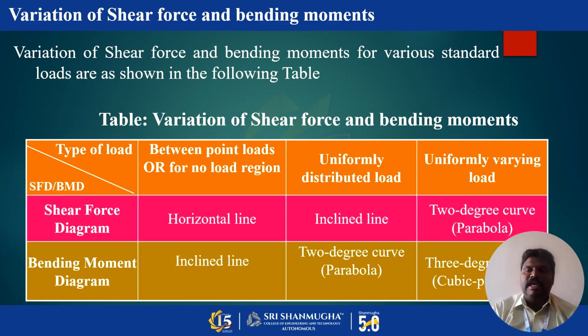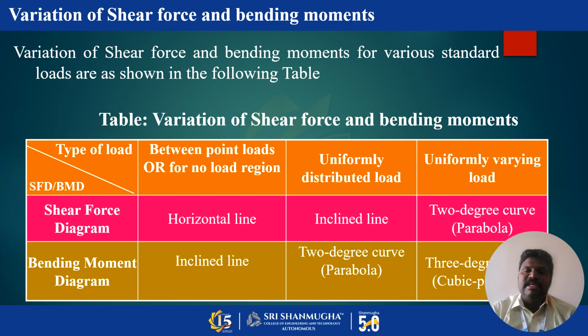So this is about how to draw the shear force diagram as well as the bending moment diagram with respect to the types of load. For example, in a shear force diagram, if a point load is acting between two different points, the diagram must be horizontal. If it is a uniformly distributed load between the points, it is an inclined line, or a sloped straight line.